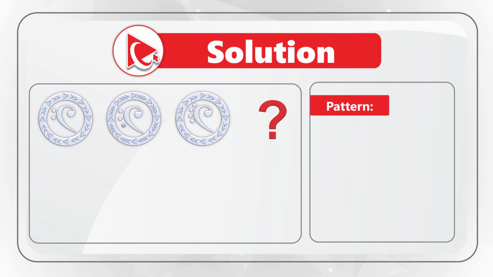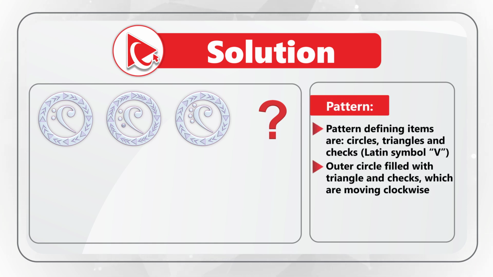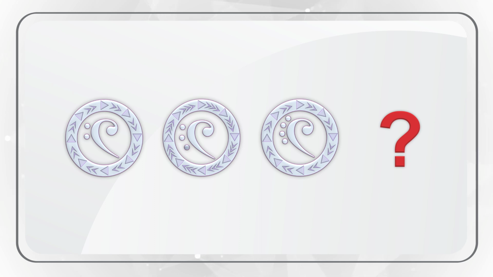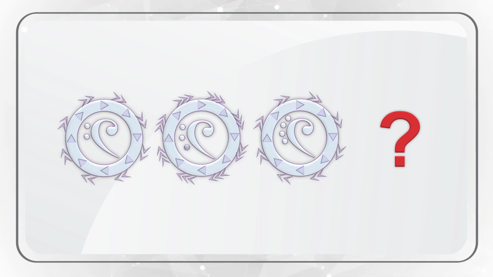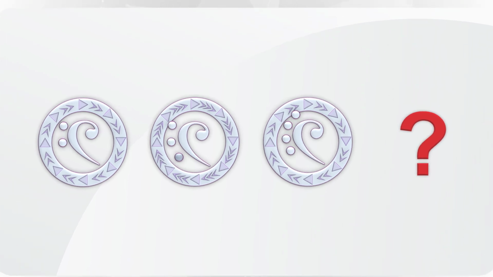The pattern consists of multiple elements. Pattern-defining items are circles, triangles, and checks. They look like the Latin symbol V. If you look closely at the outer circle, it's filled with triangles and those checks, which are moving clockwise. The inner circle also has smaller circles inside.